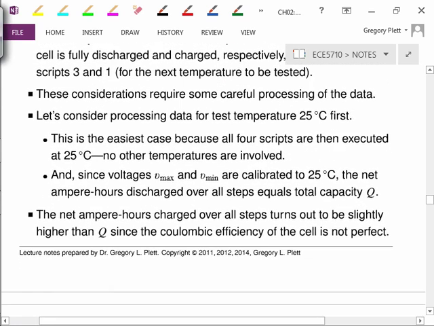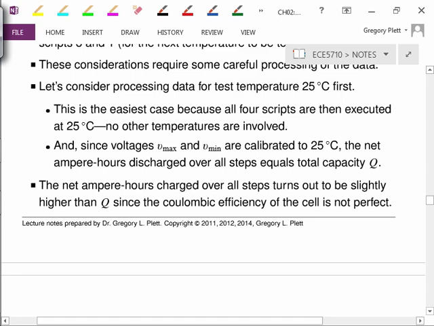So we have to process the data carefully. We have to collect the data carefully, as we've described. We also have to process the data carefully. First, we look at what do I do with the data when the test temperature actually is 25 degrees C. And we always run one test at 25 degrees C in order to be able to compute all the results that we need. And this is the easiest case to perform because all 4 test scripts, all 8 steps, are executed at 25 degrees. No other temperatures are involved.